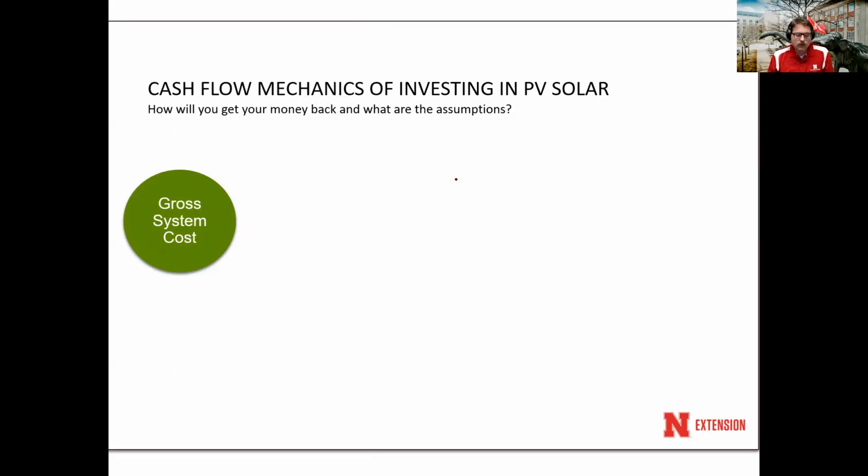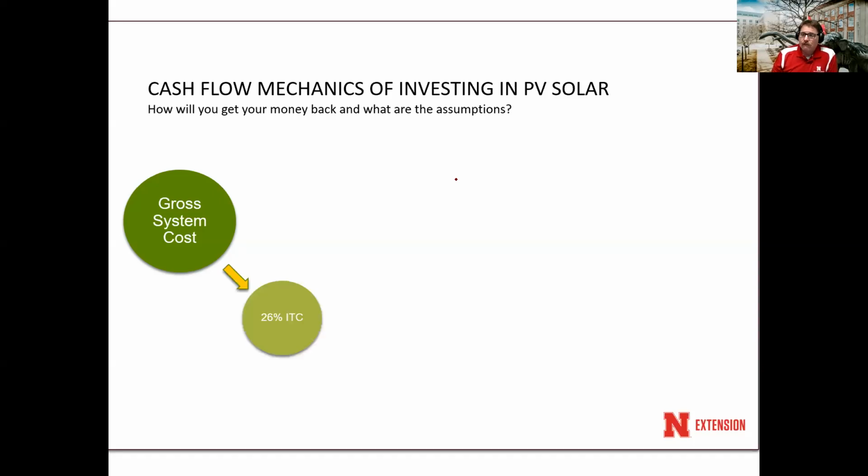Let's think about the system from an economic standpoint a little bit. This gross system cost is really important because the gross system cost is what I'm going to write the check for. And then I'm going to get these incentives and other things that are going to reduce that. But I need to not subtract those out at first because I need to know what I'm going to write that check for. I don't want somebody to say, well, that thing only cost $10,000 when actually I have to write the check for $18,000. Okay, so my gross system cost is what I write the check for.